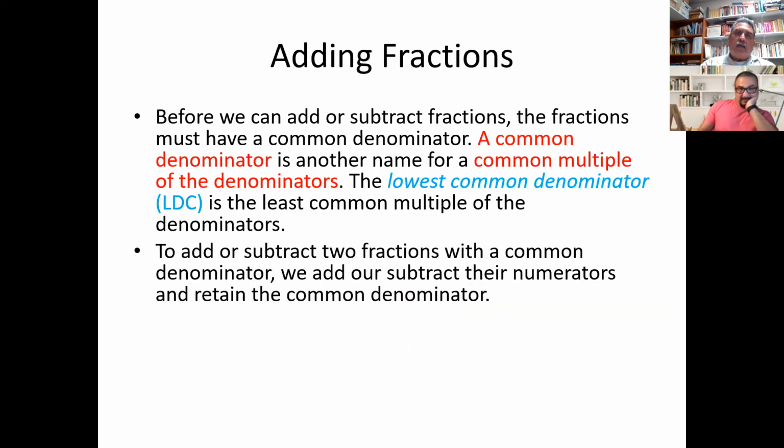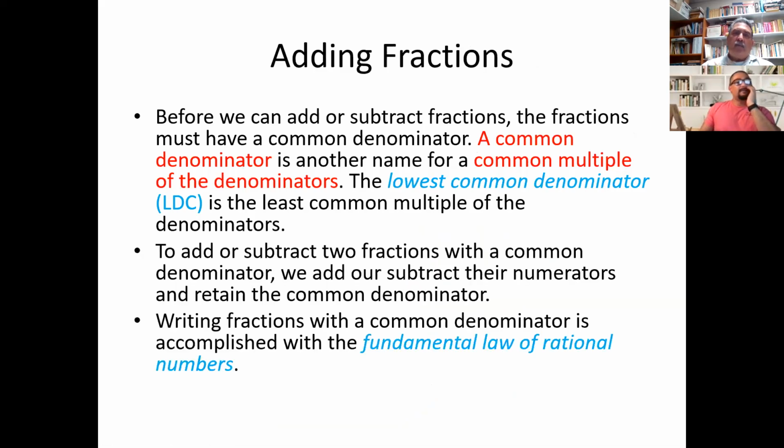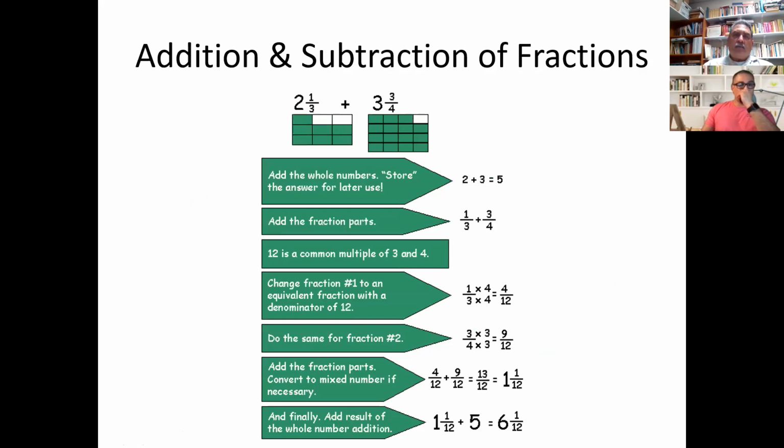Then if we want to add fractions, before adding them, we have to find their common denominator. It's another name for common multiple of the denominators. And we find the lowest common denominator. To add or subtract fractions with a common denominator, we add or subtract their numerators and retain their common denominator. When we write a fraction with a common denominator, we use the fundamental laws of rational numbers. Now, what do I mean here?